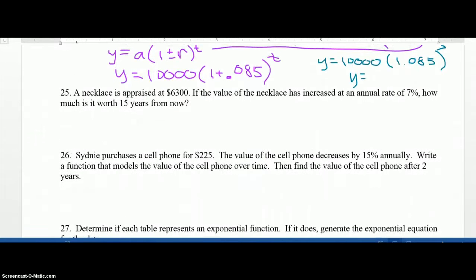All right, 25. A necklace is appraised at $6,300. If the value of the necklace increased at an annual rate of 7%, how much is it worth 15 years from now? Okay, here they're not actually asking for a model, so you can plug in your time right away. So y equals 6,300 is your starting value. 1 plus, because it's gaining value. Move your decimal place for the rate, 0.07 to the power of 15, because that is your time. Type that into your calculator, and you should get something more than $6,300.